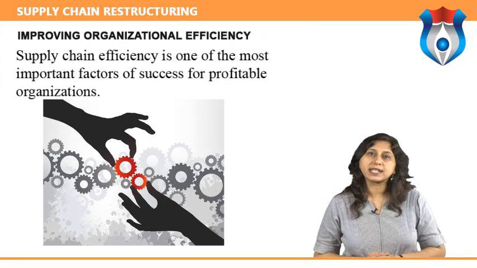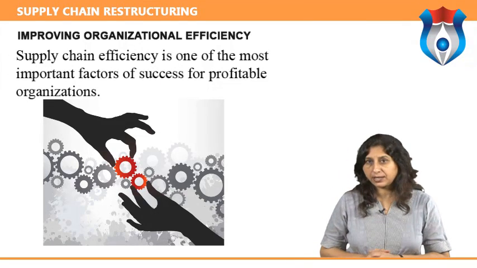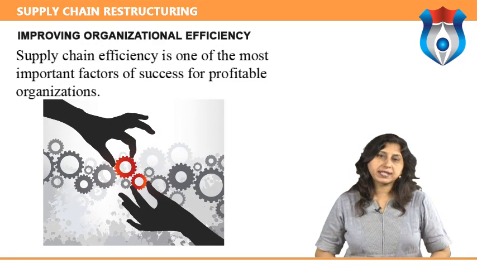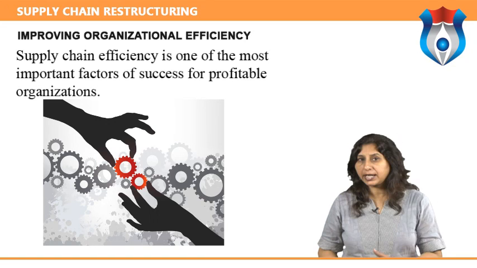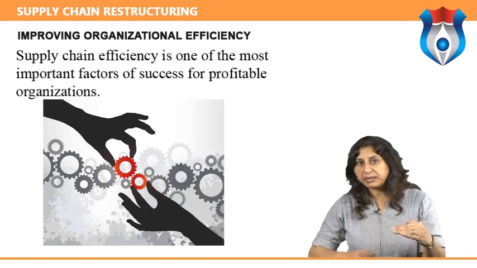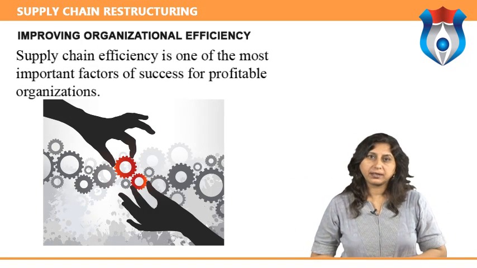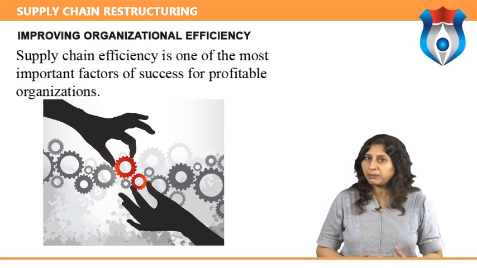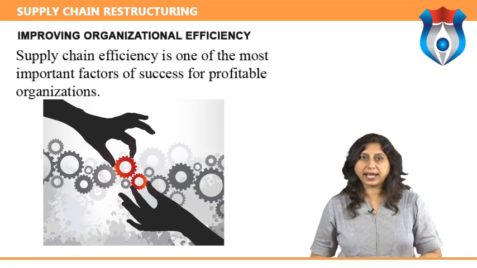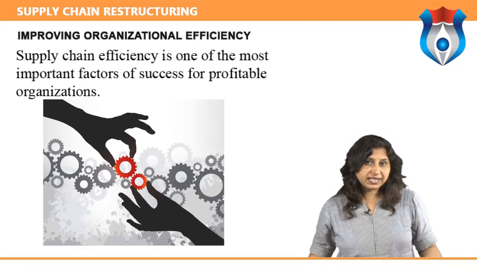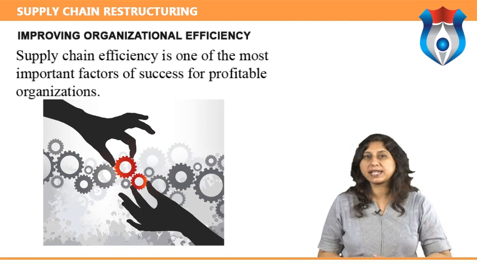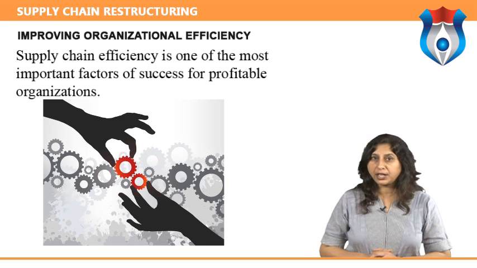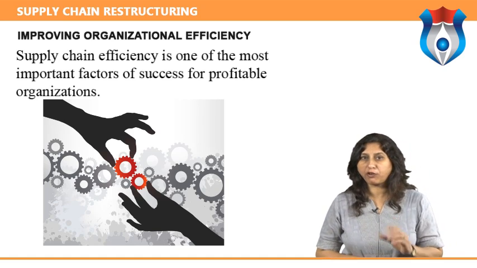Supply chain efficiency is one of the most important factors of success for profitable organizations. The goal of the supply chain, in a nutshell, is to keep costs low while maintaining a high level of quality. This is the supply chain manager's conundrum. The more efficiently the supply chain organization can do this, the more effective it will ultimately be in increasing supply chain efficiency. In practical terms, this means creating more agile systems of workflow.